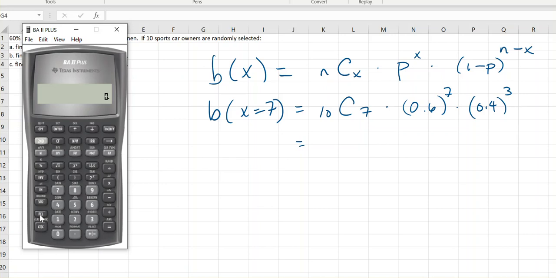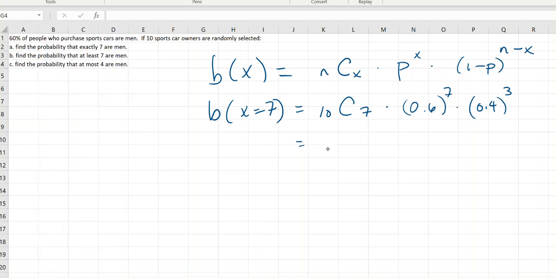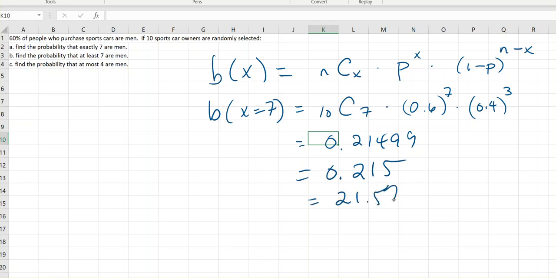I'm going to multiply them all together. Recall 1 times recall 2 times recall 3. This is equal to 0.21499. So in that case, we're going to round that to 0.215. Okay, or if you want, 21.5% chance. So there's a 21.5% chance that if you looked at 10 sports car owners, exactly 7 of them will be men. And that's how you do that.